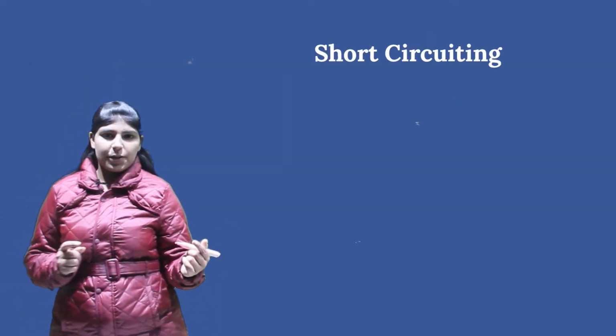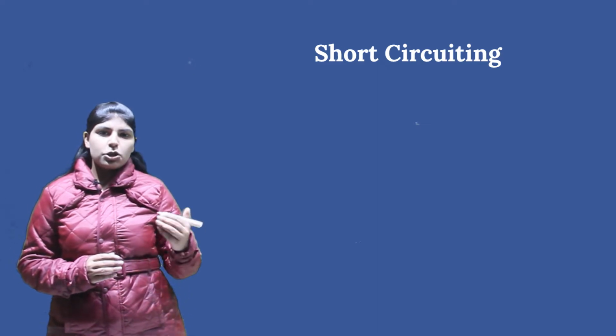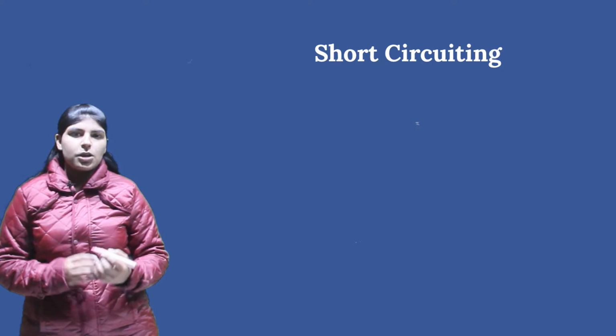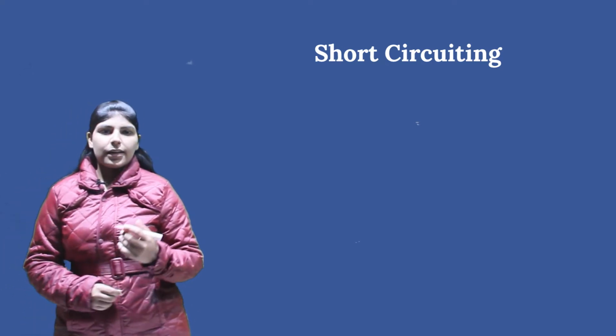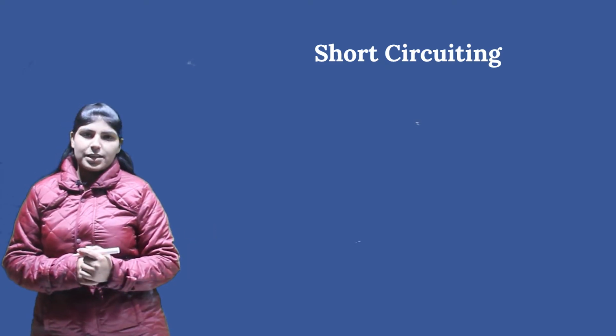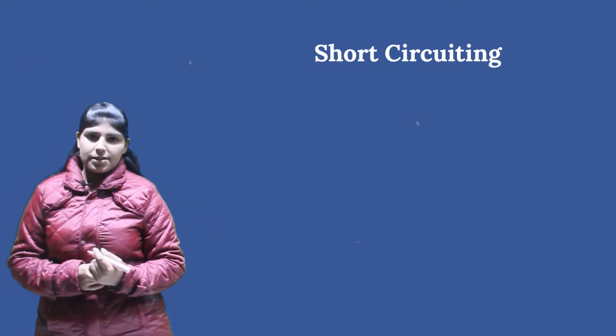If I have a logical expression and its evaluation stops before the complete execution, then it is known as short circuiting. So why does short circuiting happen? It happens because the result is clear even before the complete execution of the expression. So there are two types of short circuiting in Java.